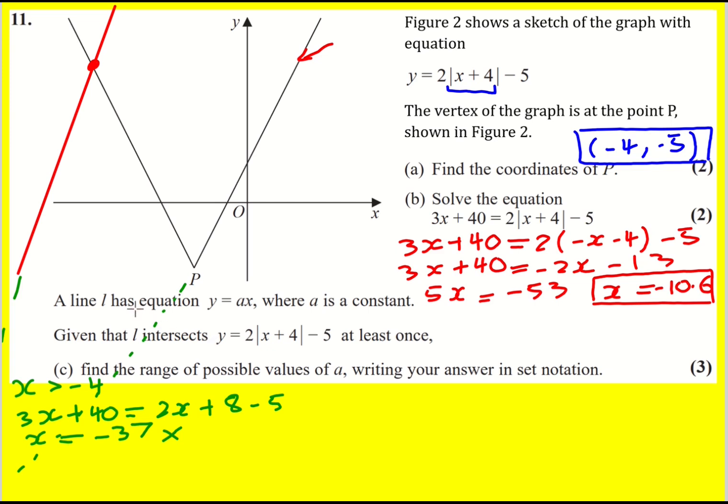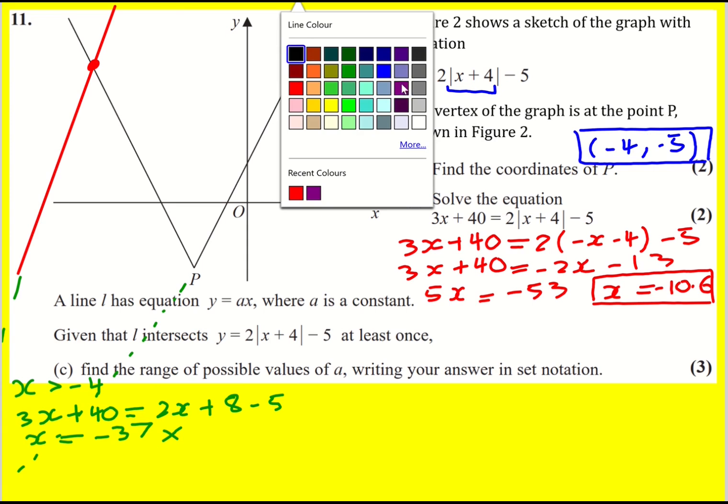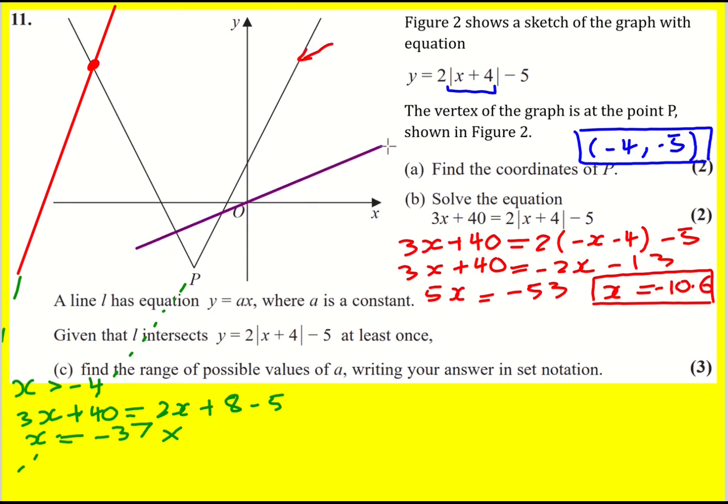In the final part, we're told that a line has equation y equals ax, where a is a constant, and we're given that this line intersects the modulus function at least once. Find the range of possible values of a, writing our answer in set notation. So this line necessarily goes through the origin. Therefore, I'd get 2 points of intersection there. I could even have a negative gradient.